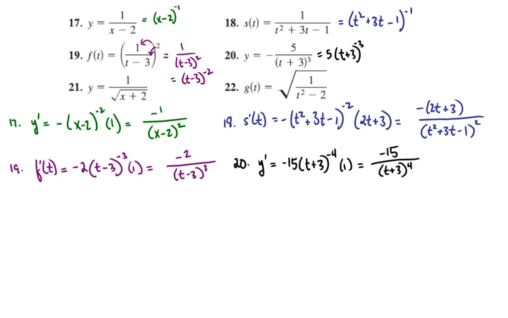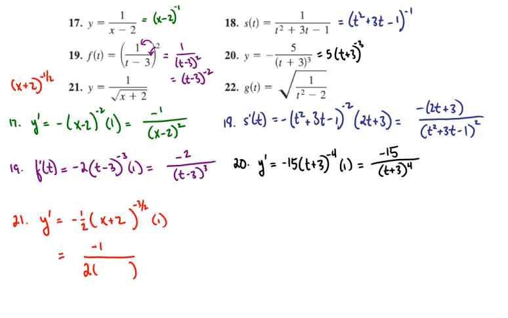Number 21 we can rewrite as (x plus 2) to the negative 1/2 power. So the derivative, y prime, is equal to negative 1/2. Reduce the exponent by 1 would be negative 3/2. Leave the inside alone at x plus 2 times the derivative of x plus 2, which is just 1. And that one ends up being negative 1 over 2 times (x plus 2) to the 3/2 power.